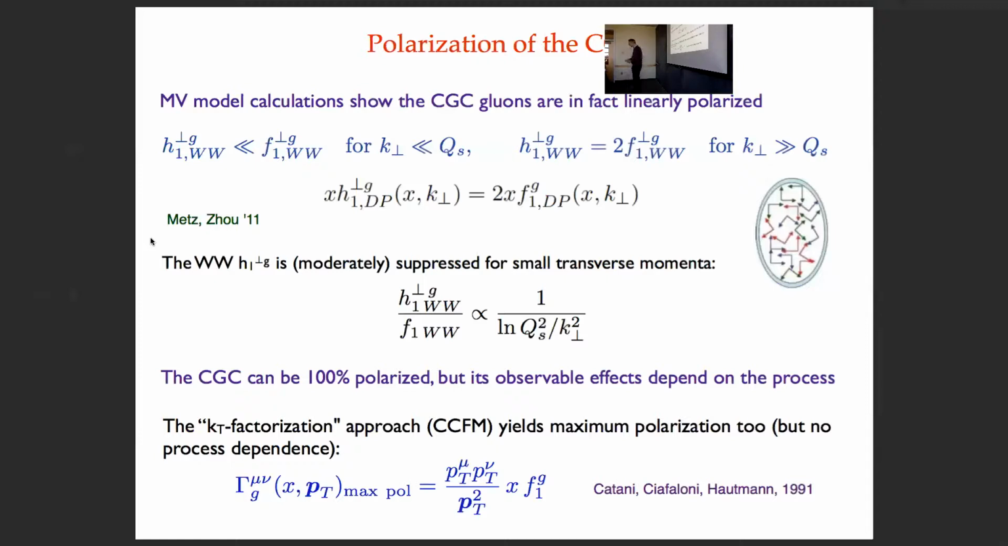I said something in addition. I said that it depends on the process. This is the statement in the first slide. In the MV model, you have no polarization. So these two things are 100% polarized at large KT, but not at small KT. Then we agree. Yes. But there is a process that probes plus minus, where it is for all KT.